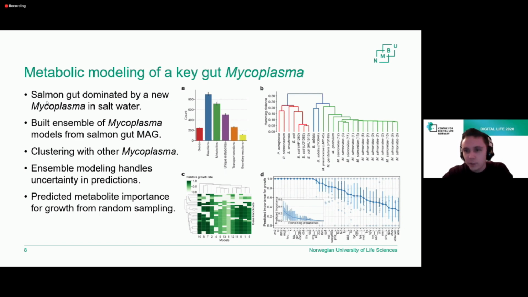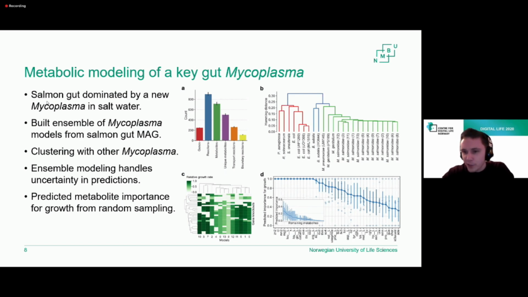And to address this, we've built not one, but actually an ensemble of 13 different models of this mycoplasma from a metagenome assembled genome, or MAG. These models, again, cluster with published models of other mycoplasma. And using this ensemble approach, using multiple models of the same organism, allows us to account for the effect of the significant uncertainty that we have in our metabolic network structures. And this allows us to improve predictions by taking this uncertainty into account.